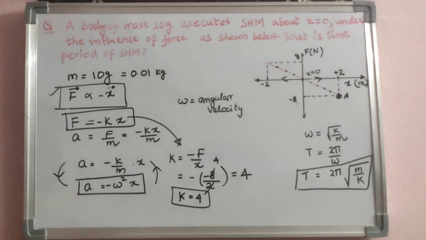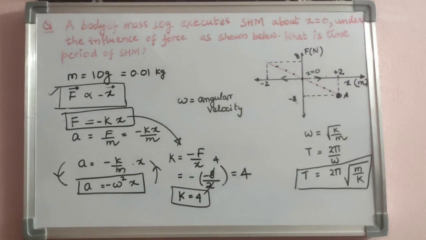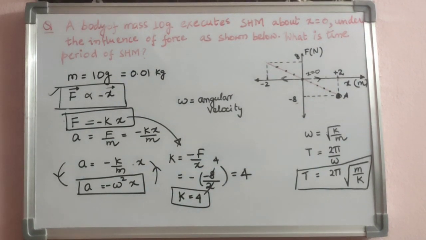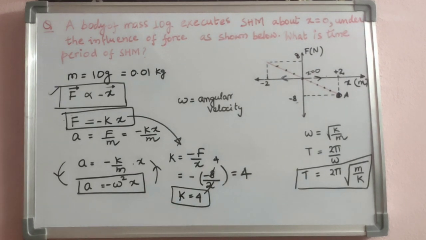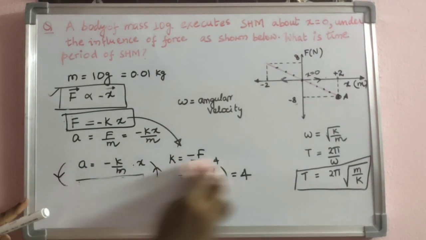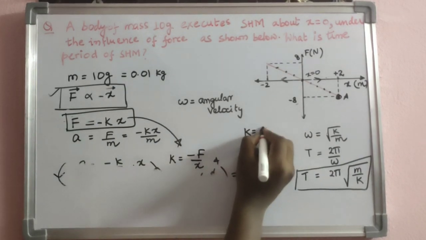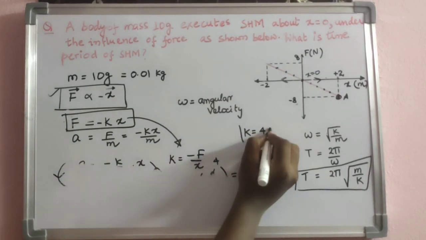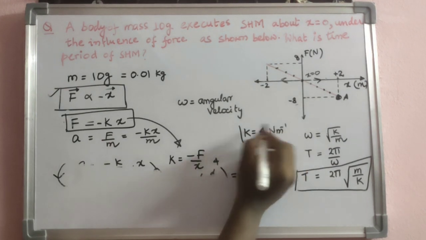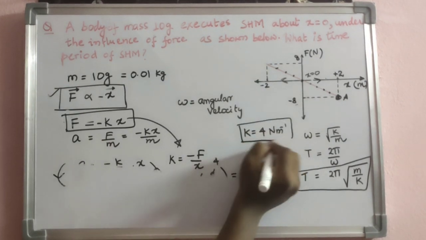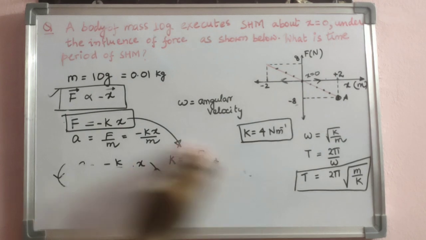Now we can find out the time period. What is the value of k we got? K is equal to 4. What is the unit of k? Newton per meter. So that is the value of k we got.